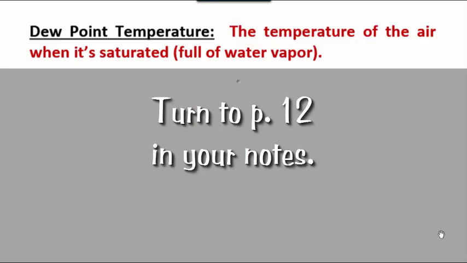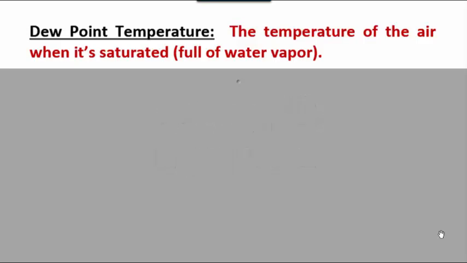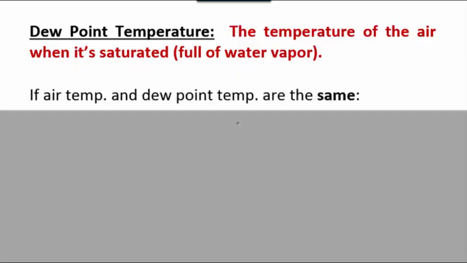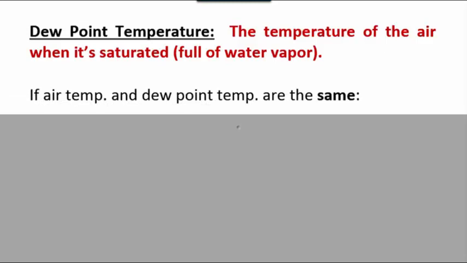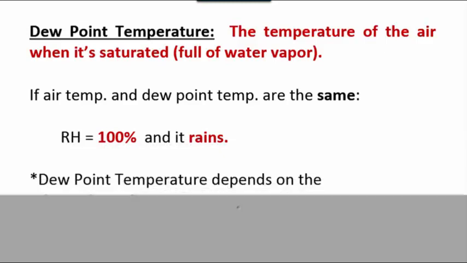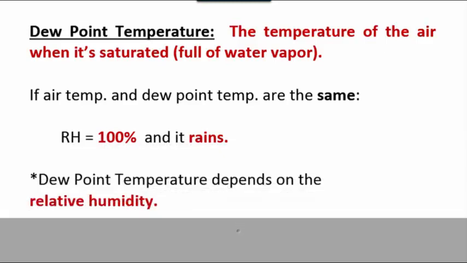Okay, now I'd like you to turn to the next page, and we'll look at dew point temperature. Write this down. Dew point temperature is the temperature of the air when it's saturated, and that means it's full of water vapor. If the air temperature and dew point temperature are the same, the relative humidity is 100% and it rains. So as we're going to see, the dew point temperature depends on the relative humidity.